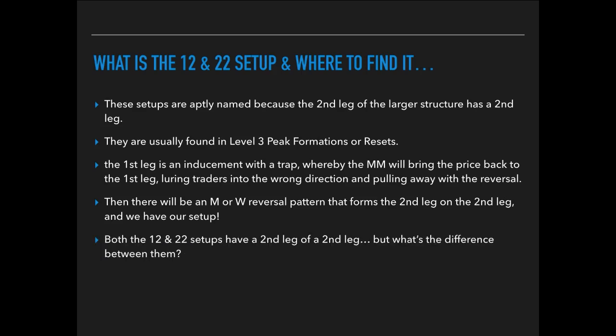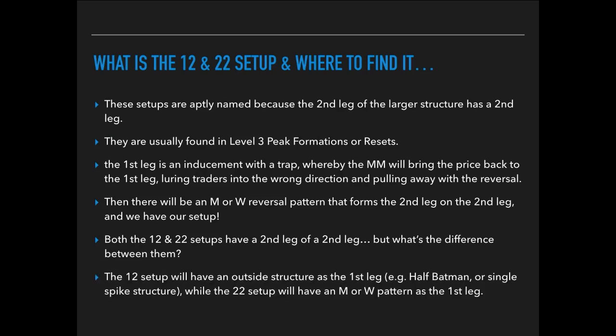Now both the 1, 2 and the 2, 2 setups have a second leg of a second leg, but what's the difference between them? Why do we call them the 1, 2 or the 12 and the 22? Basically because the 12 setup will have an outside structure as the first leg, so something like a half Batman or a single spike A or V structure, while the 22 setup will have an M or W pattern as the first leg.